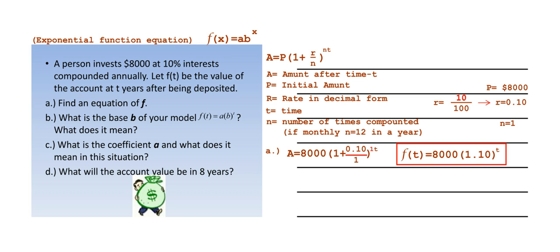So this is our final equation. So we found our equation. A has been answered. B, what is the base b of your model f of t equals ab to the t, and what does it mean?